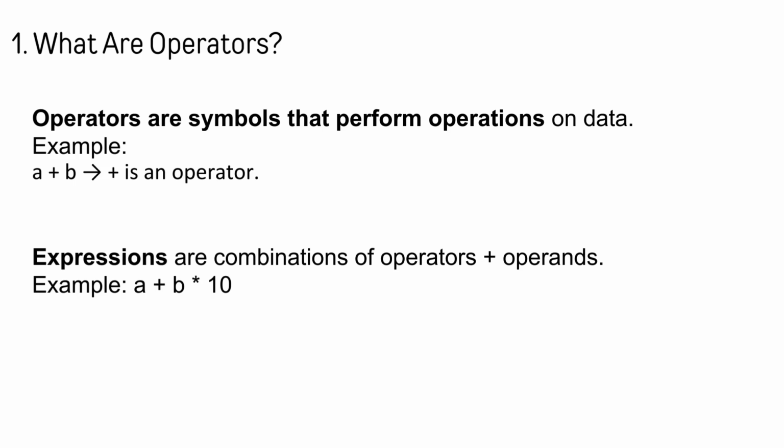An expression is a combination of operators and operands that produces a result. For example, a plus b into 10. Here, a, b, and 10 are operands, and plus and multiply are operators. Together, they form an expression that can be evaluated by the computer. So remember the simple rule: operator does the work, and expression is a combination of values and operators that gives a result.